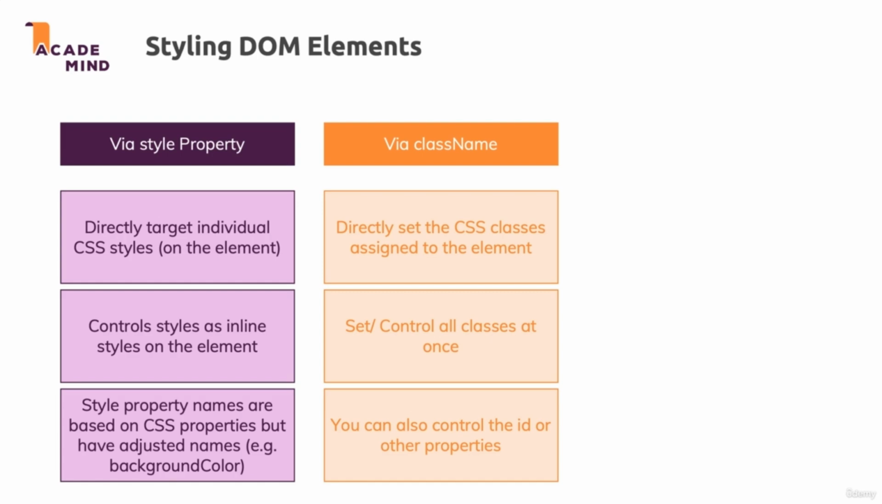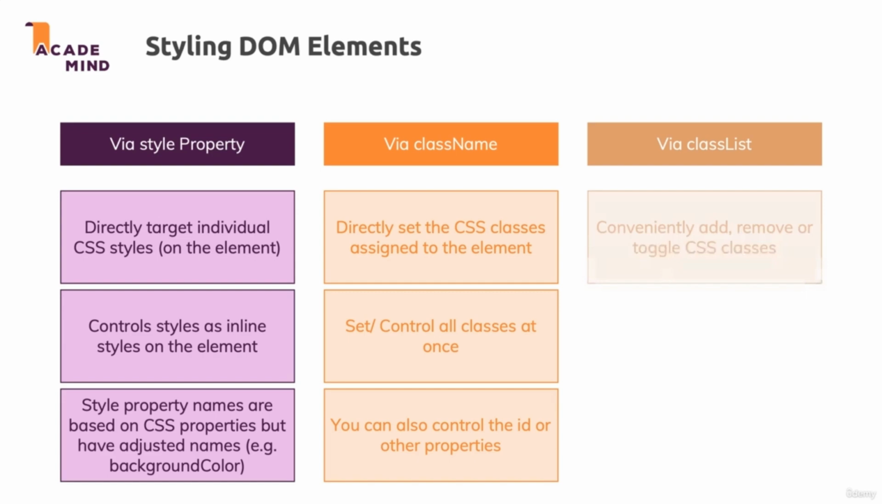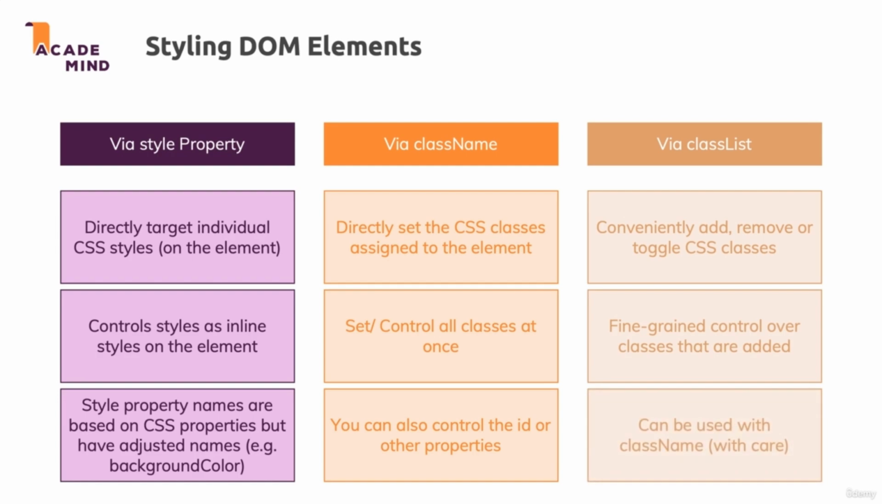To make that a bit easier, all these element nodes also have another property, the classList property, which is in the end a JavaScript object and not just a string like className, but an object with a couple of built-in methods that make it easy for you to add, remove, or toggle CSS classes, so that it's easier for you to manage individual classes and not having to do the string micromanagement that you have to do with className. It gives you fine-grained control over the classes that are added, and you can even use it in conjunction with className, though you should be careful that you don't override each other, and typically you use either of the two. So let's now dive into all these options to make it super clear what's happening there.